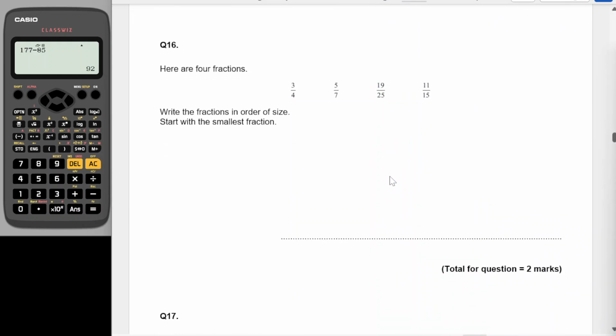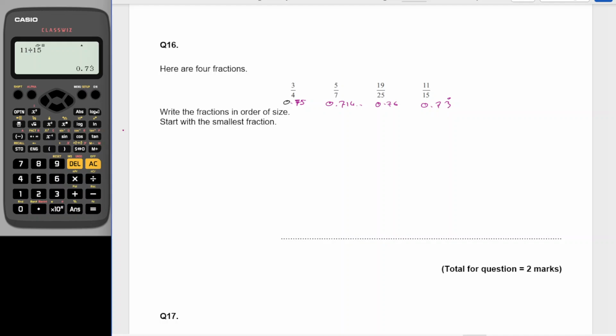Question 16, here are 4 fractions. Write the fractions in order of size, starting with the smallest. So on a calculator paper, I would convert all of these to decimals. So that's going to be 0.75. 5 divided by 7 is going to be 0.714 dot dot dot. 19 over 25 is going to be 0.76. And then 11 out of 15 is going to be 0.73 recurring. So from there we can put them in order.